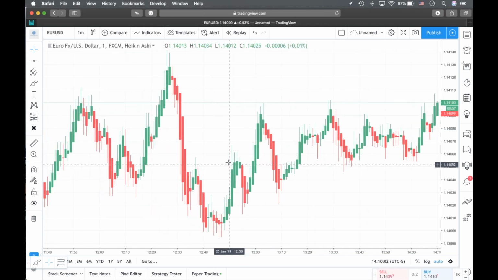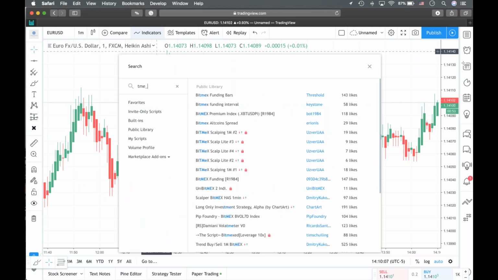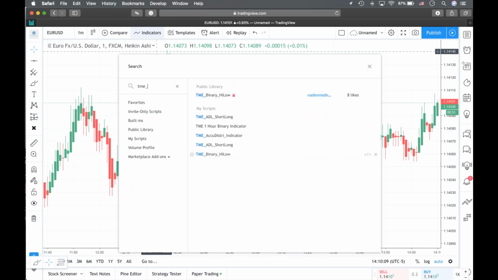And the last thing to add is to go to indicators and look for TME, and it will show you all our indicators. So basically, we are going to use the TME ADL short long indicator.